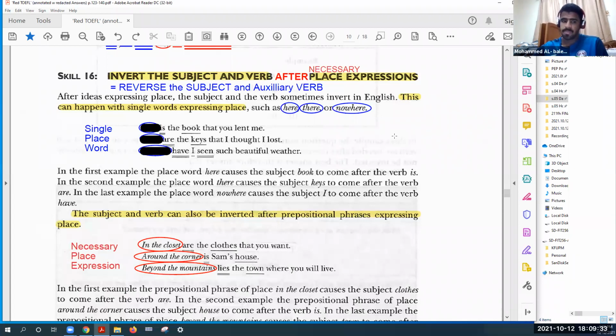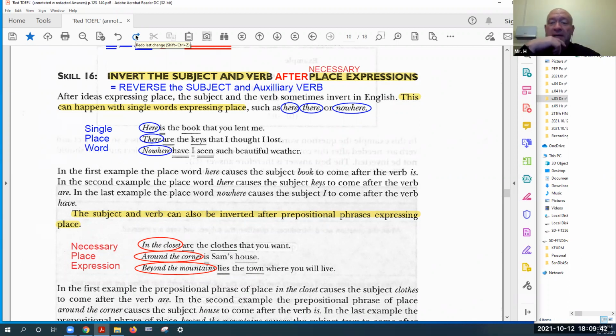Now, I have 3 examples here. Let's read these 3 examples. Okay, let's start with Mohammed Al-Baladi. Can you read the first one? Here is the book that you lent me. Okay, that's good. Abu Saif, next one. There are the keys that I thought I lost. Okay, and then the last one, Ahmed. Nowhere have I seen such beautiful weather. Okay, all right. So let's read them again without the first word.